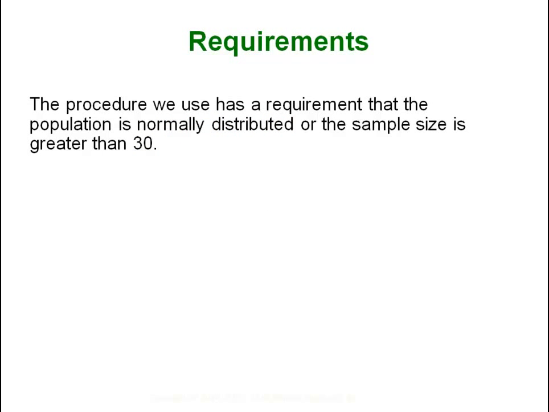In order to run the procedures that we're going to discuss in this lesson, we need to make sure that our population is normally distributed. So we're sampling from a normally distributed population, or that our sample size is at least 30 or bigger. And that's going to be a pretty standard requirement for most inferential statistics.